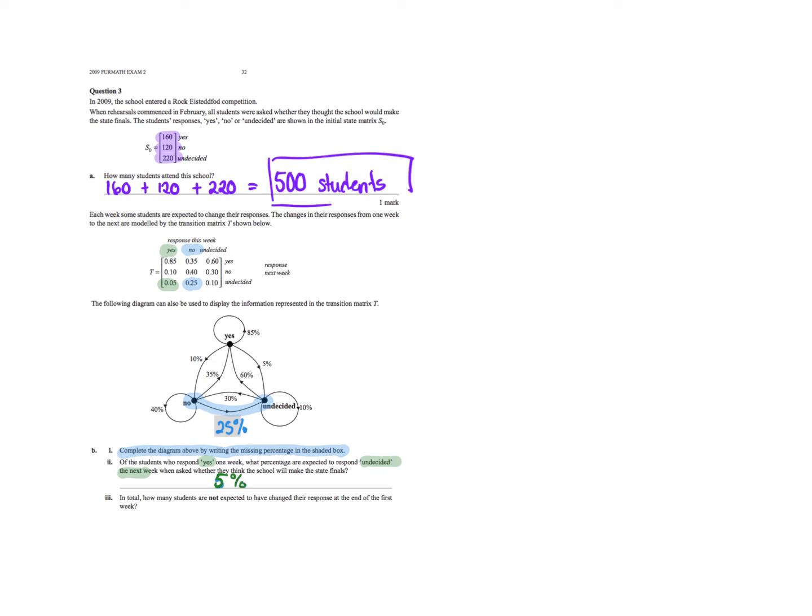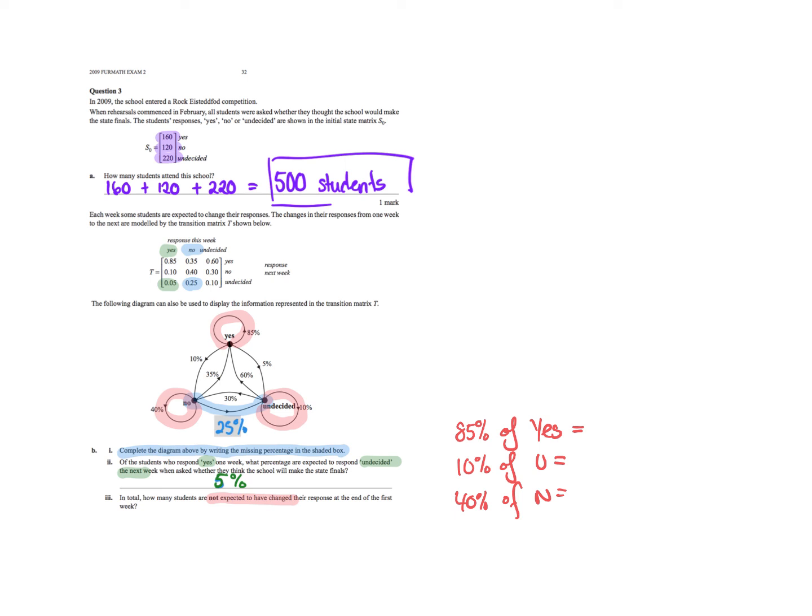And in total, how many students are not expected to change their response at the end of the first week? So when you say not expected to change, that would be all these loop ones. So all those people are going back to their same thing. So what you're essentially saying is that 85% of yes remain the same because they're going back. And then we're going to say 10% of undecided go back to undecided, and 40% of no go back.